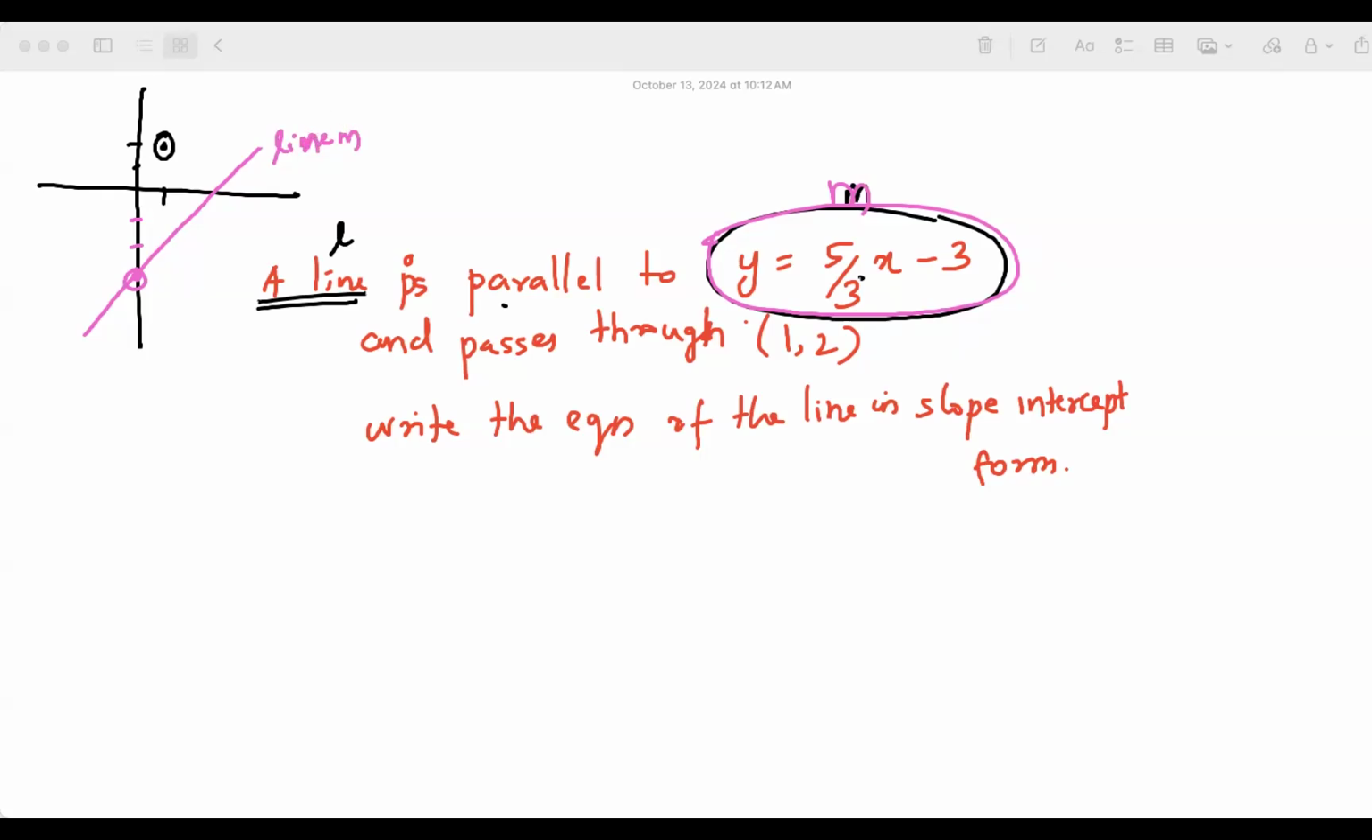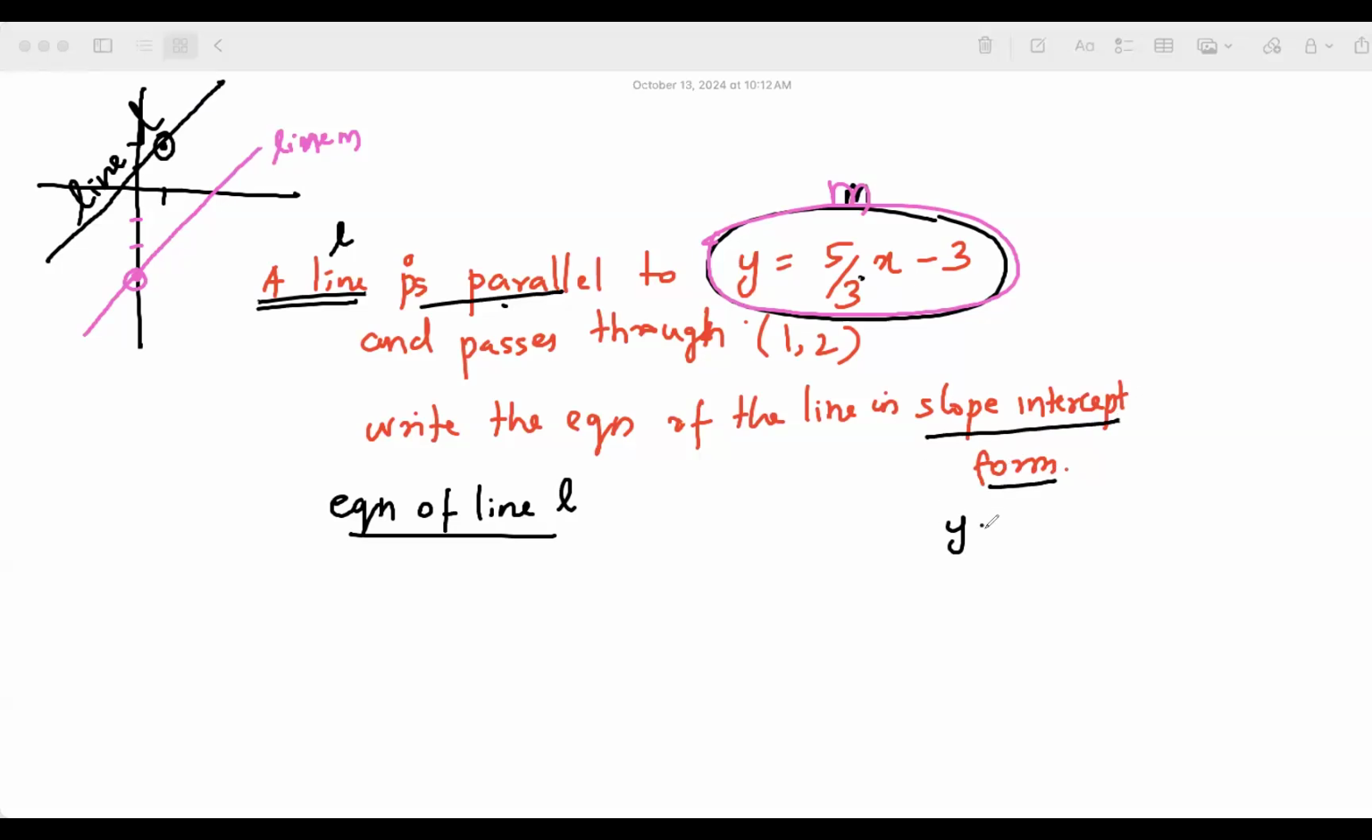Now, they are saying my line L is parallel to the drawn line. This is my line. Nabiha, are you with me? Yeah. No, but I have to write the equation of line L. For me to write in slope intercept form, what do I want? What are the properties of the line I want? Can you tell me? M and B. Yeah, M and B, correct.